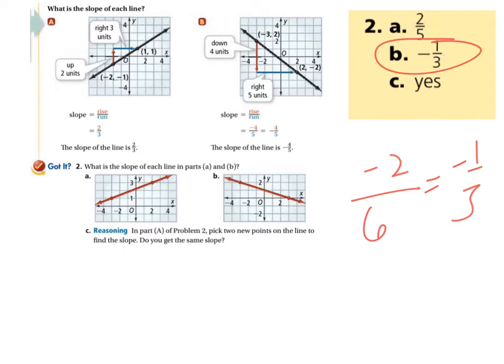And then our third, in part A of problem 2, pick 2 new points to find the slope. Did you get the same slope? I don't know what 2 you picked, but I would certainly hope you did, because you should always get the same slope on a straight line, no matter what 2 points you pick.